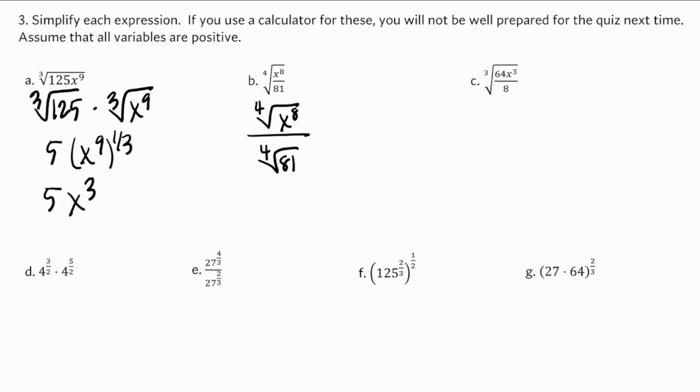4th root of 81. Well, if you're tasked with taking the 4th root of a number and you're not totally sure what it is, the 4th root is just the square root of the square root, right? So you could just say that this is the square root of the square root of 81. Okay, the square root of 81 is 9. And the square root of 9 is 3.